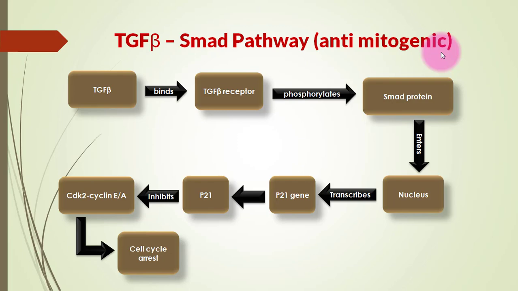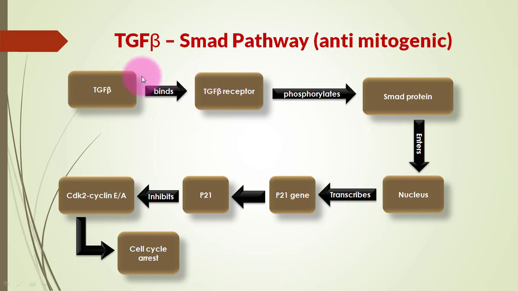So in this anti-mitogenic pathway, the transforming growth factor beta is an external protein. This is a protein, TGF beta, which binds to a TGF beta receptor on the surface of a cell. This receptor is different from the mitogenic receptors, which are tyrosine kinase, but these are serine threonine kinase receptors. This is a serine threonine kinase receptor. So this is different from the mitogenic receptor, EGF.